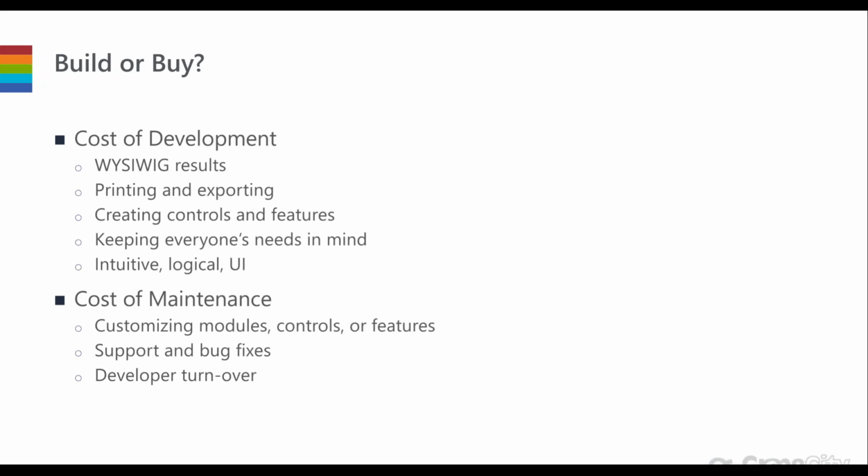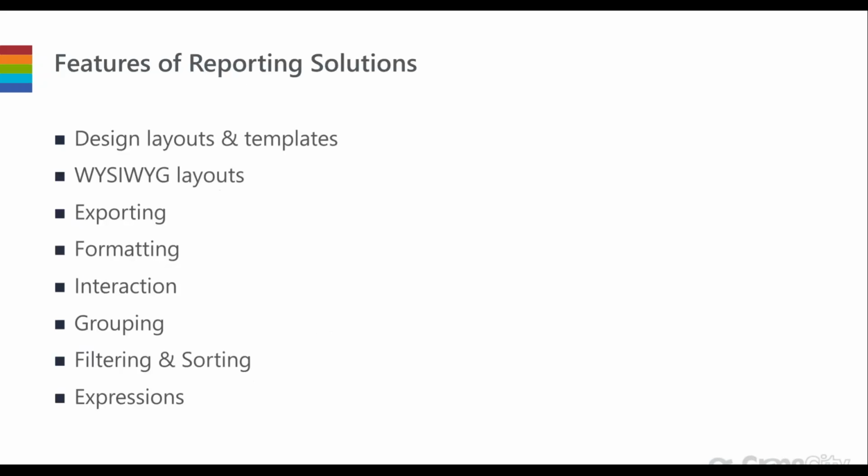So now we understand the idea of building versus purchasing. Let's proceed to the next slide. Some of the features when you are looking at purchasing a reporting solution: these are the minimum that any solution needs to have. These are the minimum features that your solution should have if you are going to be purchasing a reporting solution.